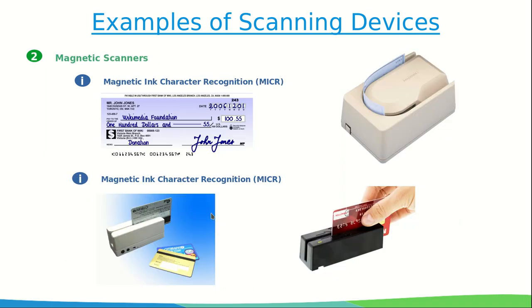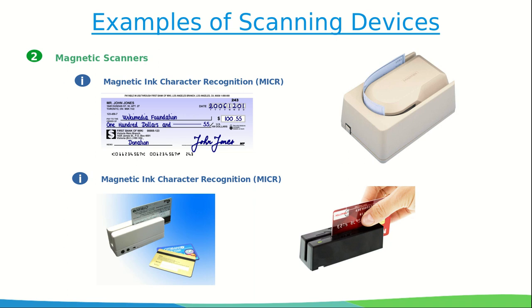Now remember, we said that there are two types of scanners. The first one was optical scanners. Optical scanners are those that use light technology to capture data directly. The second type of scanners are the magnetic scanners. These types of scanners capture data directly using magnetic technology.